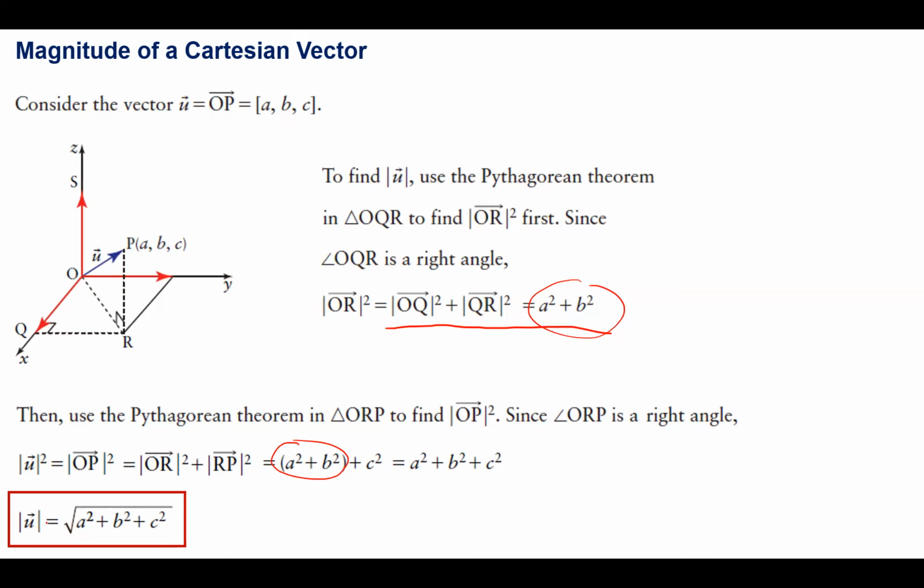a, b, c are the 3 components of vector u along the three directions: x direction, y direction, and z direction. Okay, so have a look at this. Any questions?